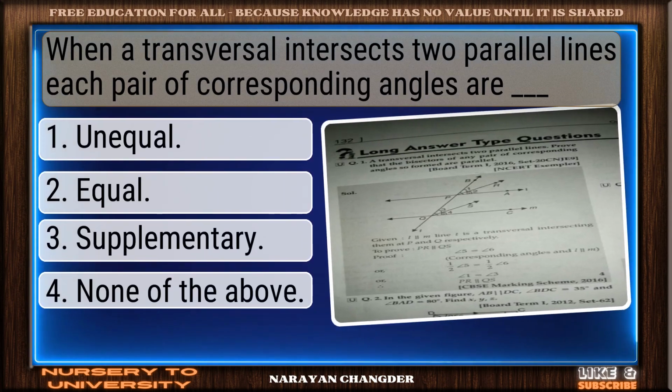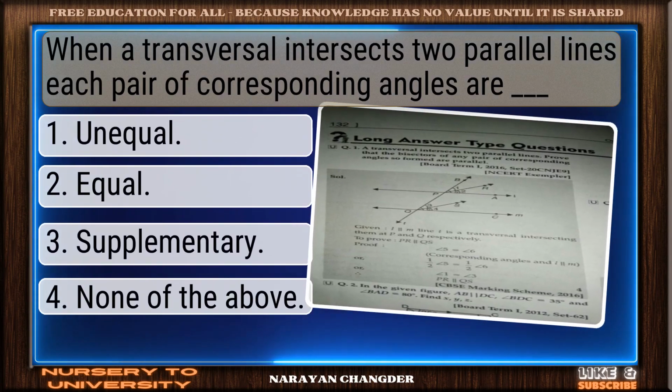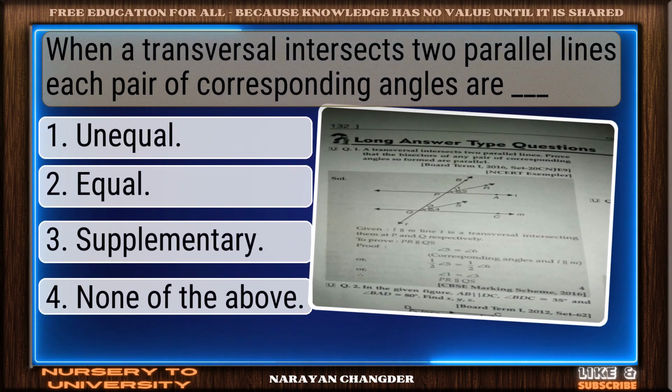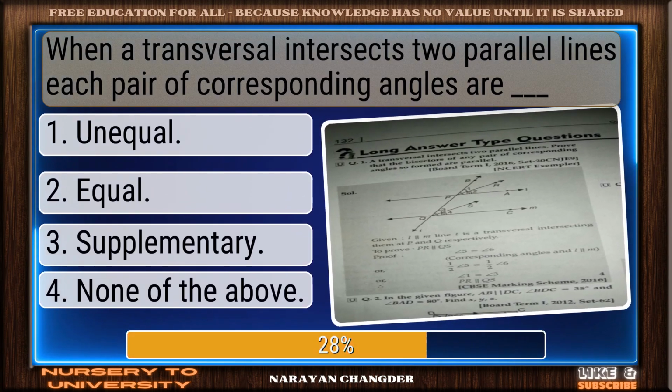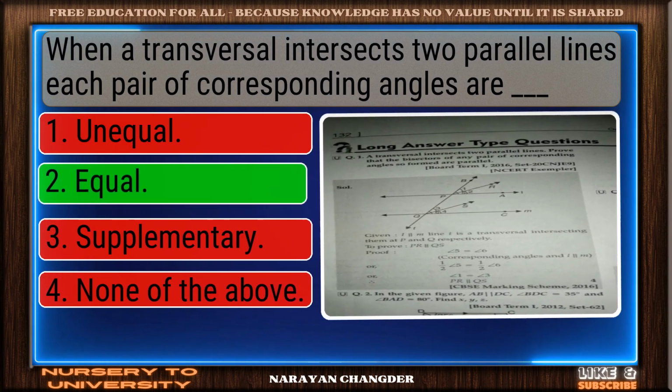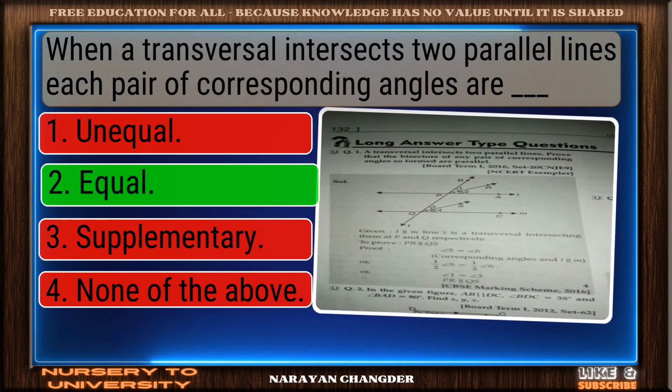Question number 42. When a transversal intersects two parallel lines, each pair of corresponding angles are dash. Great thinking. Equal is the right choice.